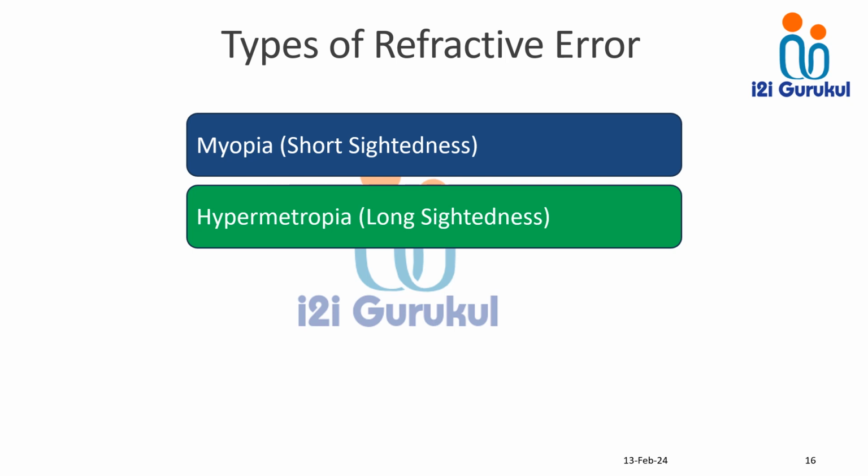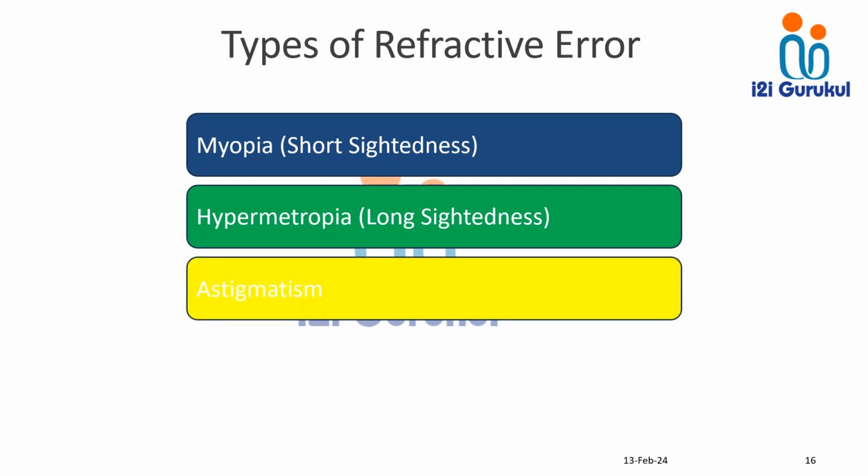Moving towards the third option, that is astigmatism. In this condition, the parallel rays of light coming from infinity are not focused on the retina. They focus at multiple focal points, some in front of the retina, some behind the retina, and some on the retina. So they are not focusing on a single focal point, with the accommodation at rest. Multiple focal points will be corrected by spectacle lenses.